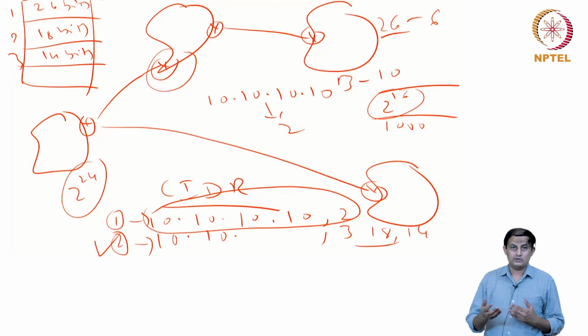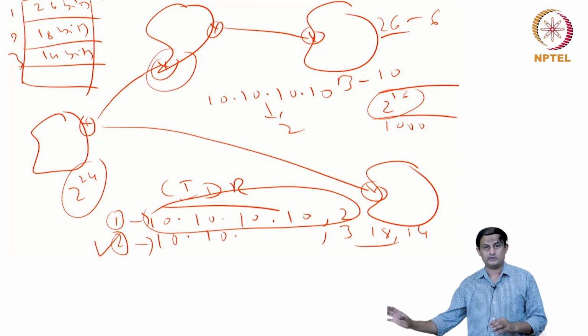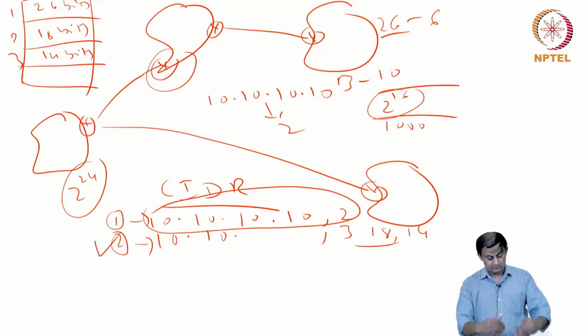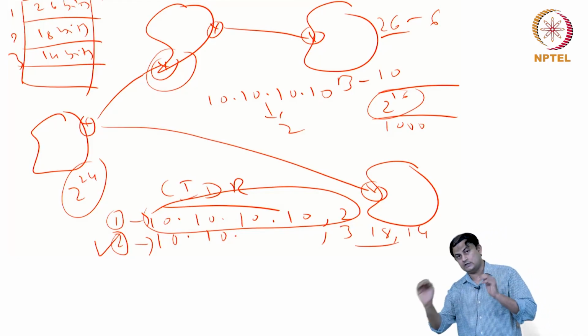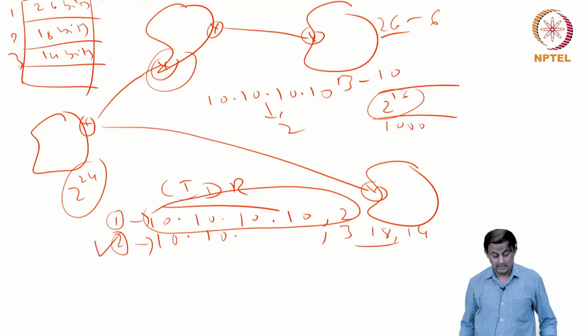So it is not good enough to do the comparison, find a match, and then do the forwarding. I should keep continuing to do the matching and find the best possible match for this particular destination IP address, and using that I am going to do the forwarding decision. So that is the thing.